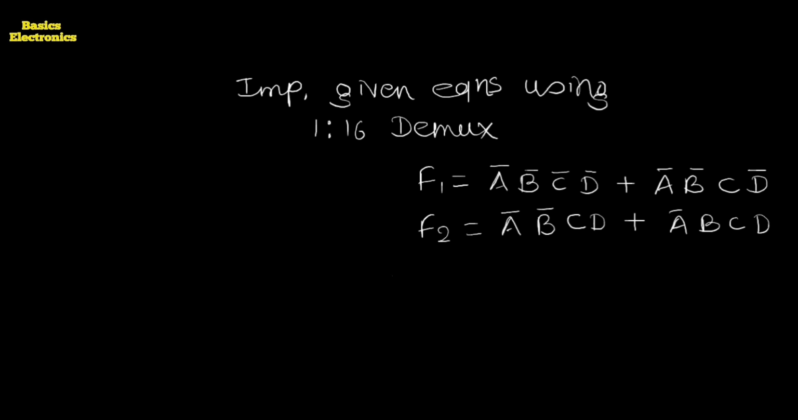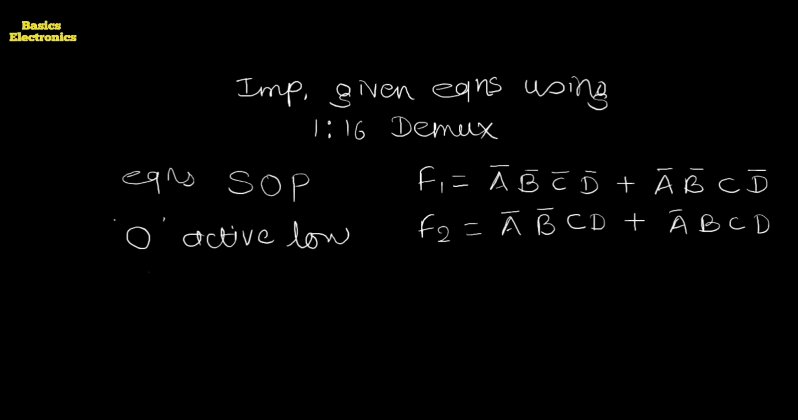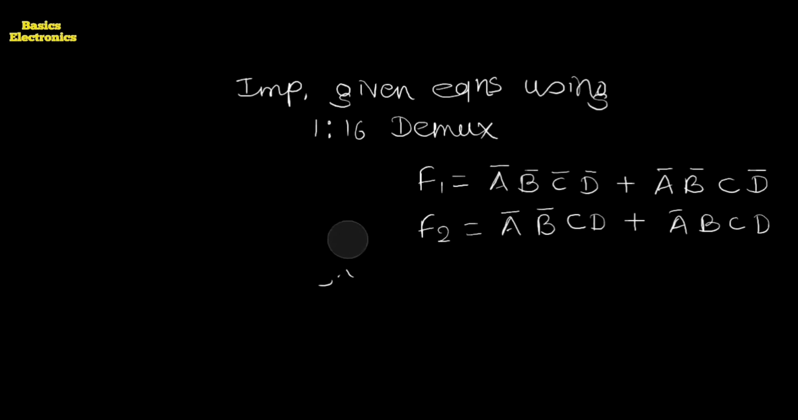So when we have the given equations in the form of SOP, sum of product form, then we require to use 0 for the inverted line, or we can say active low. We use 0 for the active low and 1 for the active high. We consider the first example. That example is the first equation, F1 equals A bar B bar C bar.